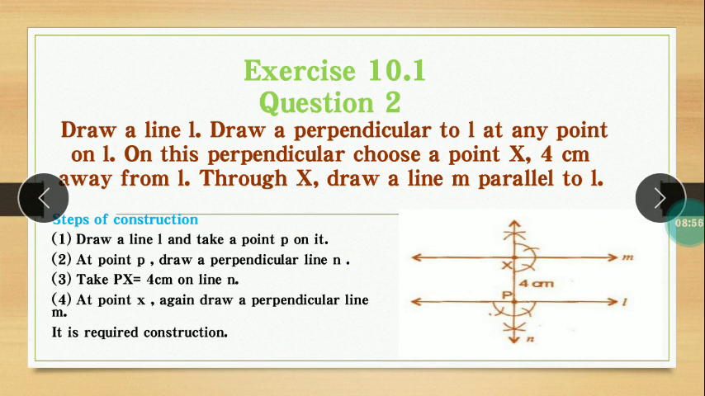Now take P as a center and adjust the opening of your compass equal to 4 cm, and swing an arc which intersects line N at point X. So now you get a point X which is 4 cm away from line L. At point X again draw a perpendicular line M. Similarly at point X you make the semicircle, then bisect it, so you will get the perpendicular line M. So it is the required construction.